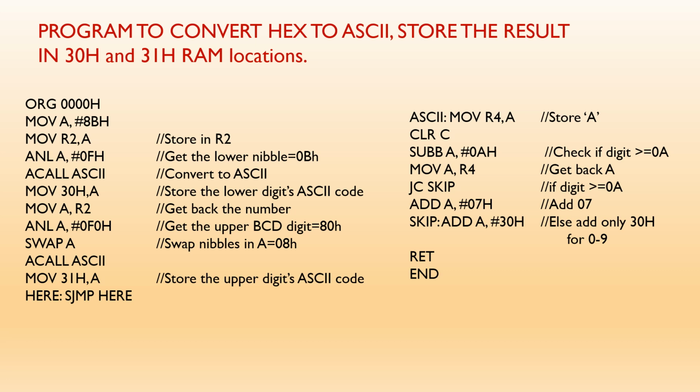After that, I'll check the carry flag. Since 8 is less than A, the carry flag is set. So it goes to the skip label and adds 30 to the contents of A. So in A I now have 38.